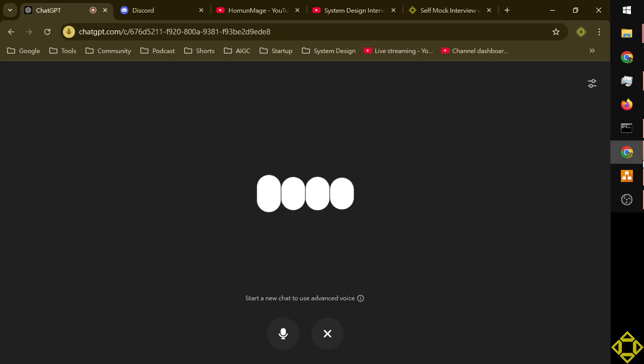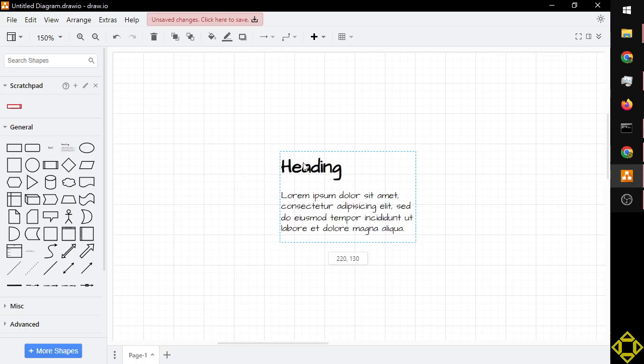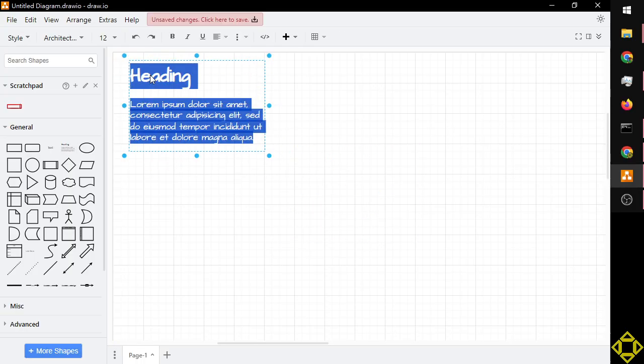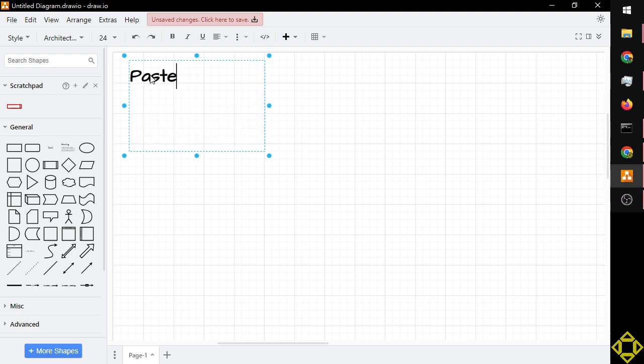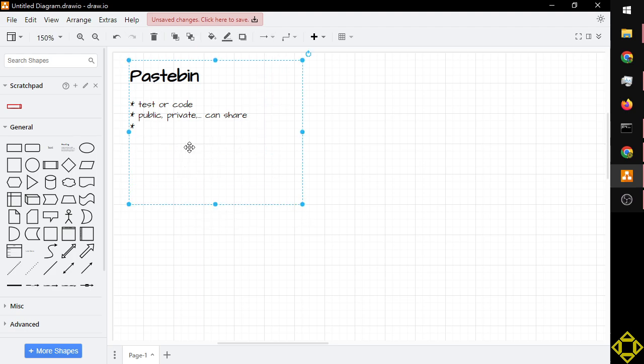Sure, let's think this through. The major features of a product like Pastebin would include a simple interface for users to paste and save text or code, the ability to set visibility levels like public, unlisted, or private, syntax highlighting for various programming languages to improve readability, and an expiration feature to automatically delete content after a specified time. Do you already have a specific audience or use case in mind?